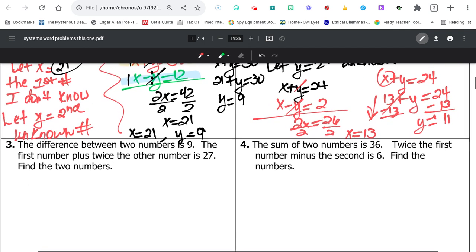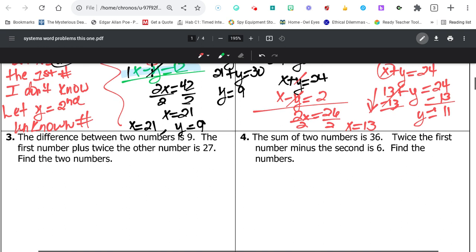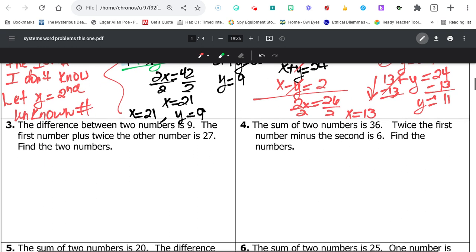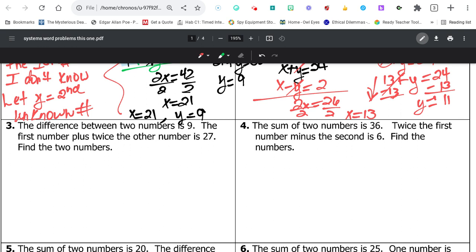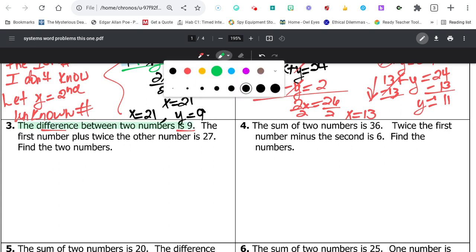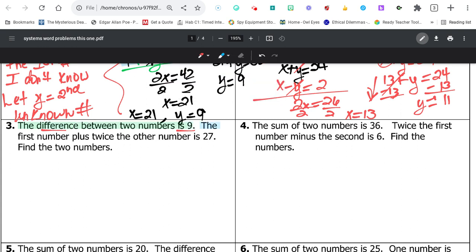Let's take a look at 3. Number 3 says the difference between two numbers is 9. So I subtract them, and it's going to equal 9. That's going to give you equation 1. And the second statement is going to give you equation 2. The first number plus twice the other number is 27. Find the two numbers. Okay, so I'm going to let x equal the first number I don't know.